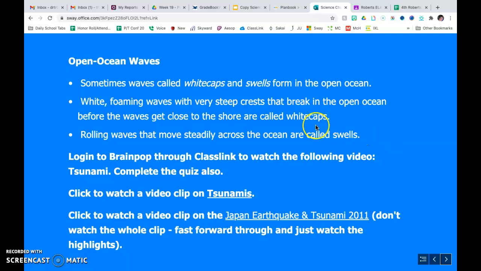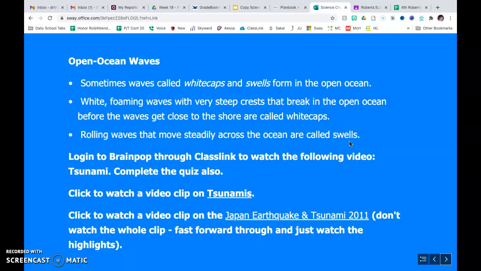So again, the whitecaps, they're named because of how they look. White foaming waves with very steep crests that break in the open ocean before the waves get close to the shore. So you only see whitecaps when you're out in the middle of the ocean, or even on a lake if the wind is really bad. Rolling waves that move steadily across the ocean, they never come to that cap, are called swells.